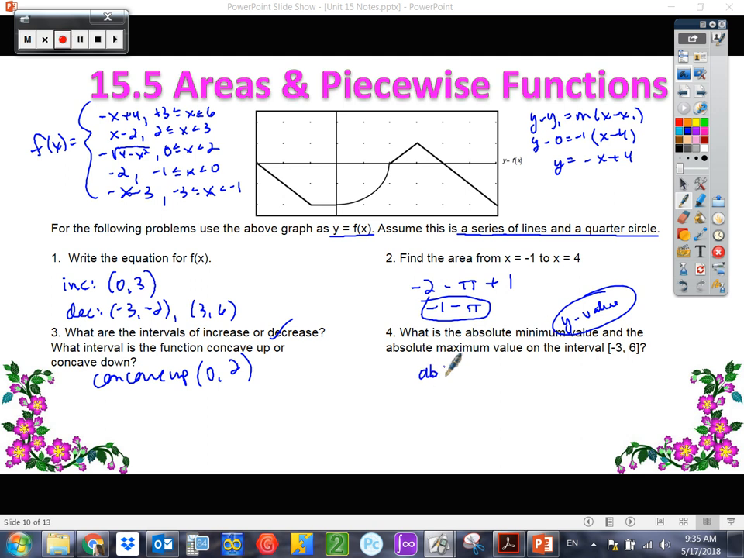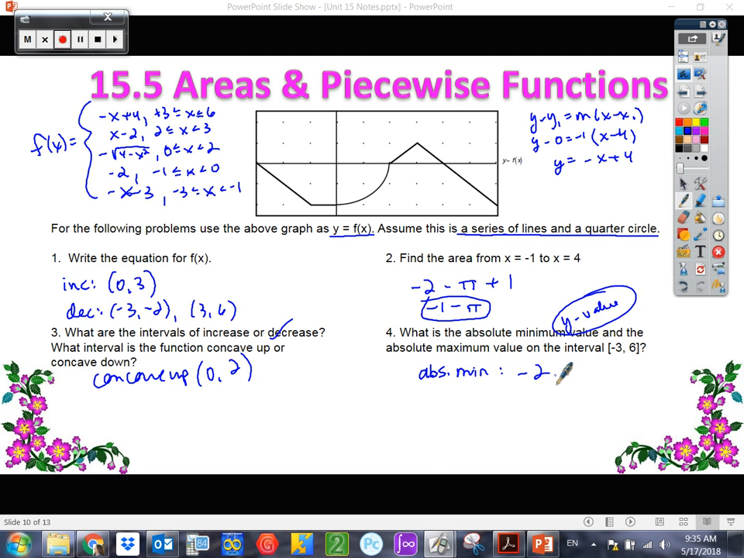So, an absolute minimum doesn't mean the absolute value. Okay, it's a different use of the word. Absolute minimum means the very smallest number, the very smallest y value. In this particular case, our very smallest y value in this picture is -2.